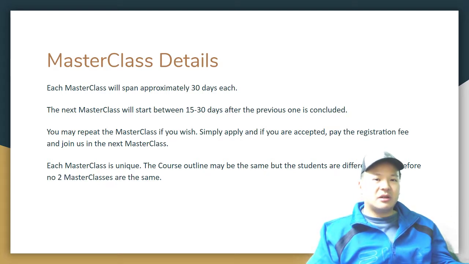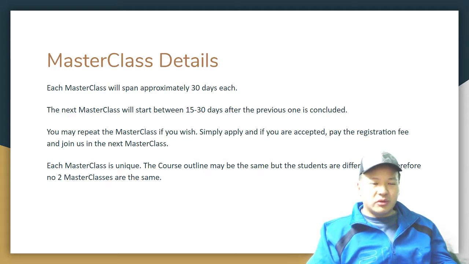Obviously, you have to pay for it again. Just pay the registration fee, apply, and let us know what's happening, and then we'll most likely accept you. Just pay the registration fee and then join us in the next masterclass. It's very simple. I don't want to make it too complicated.